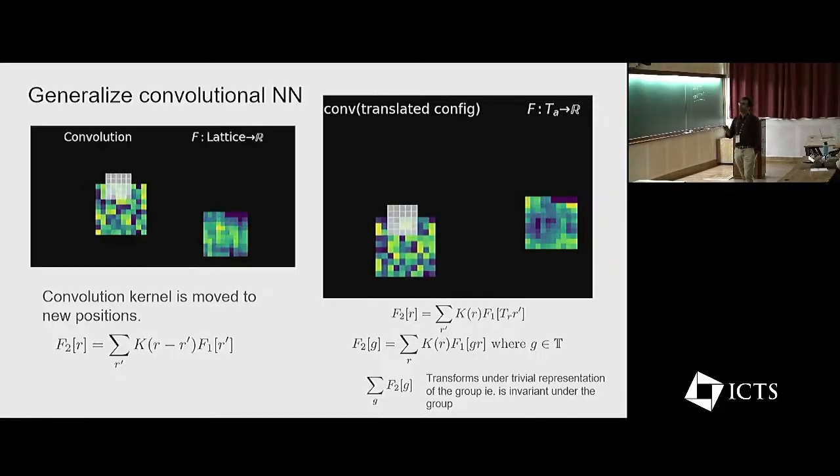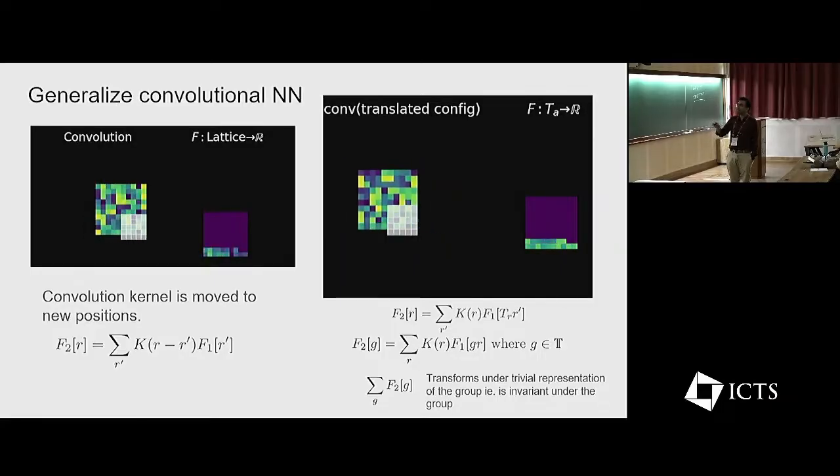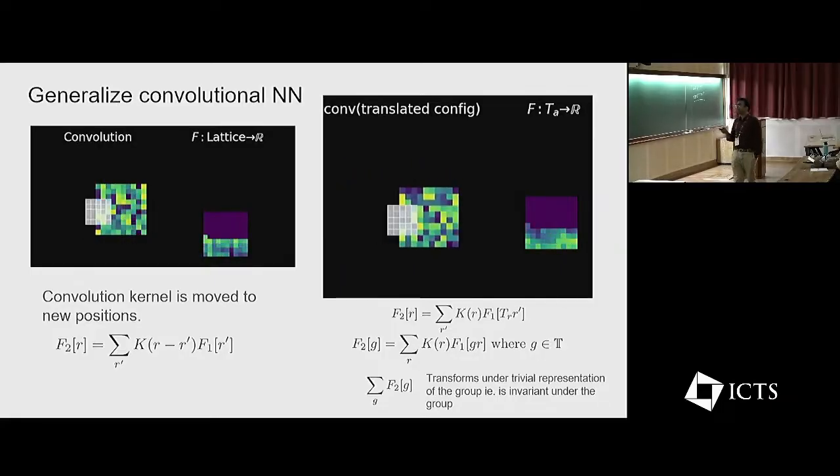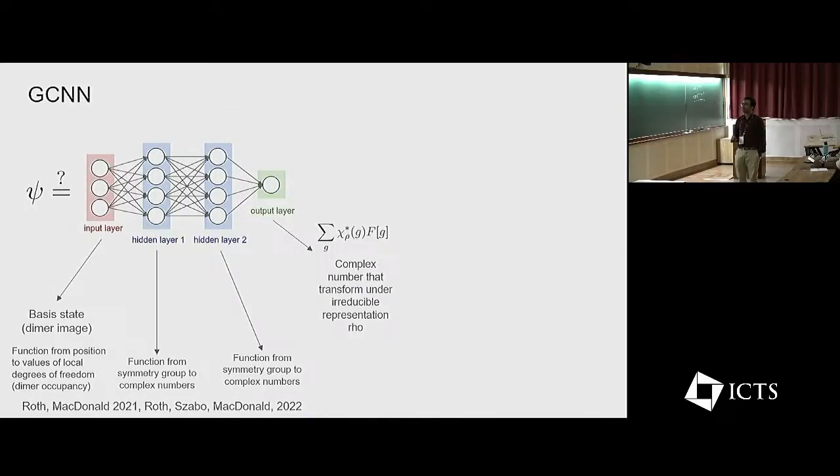So that was the standard way of thinking about convolution, and this is the alternate way to think about convolution. The basic idea is this. I have a network in the first layer. It takes the image into a function of symmetric group elements. The original image can be thought of as a function from position to various local degrees of freedom. And in the subsequent layers of the neural network, I take functions from group to complex numbers to another function from groups to complex numbers.